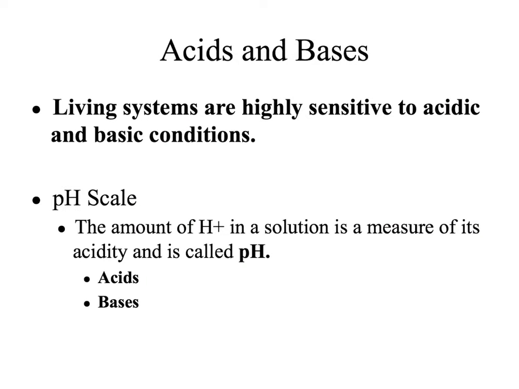Our next topic are acids and bases. Living systems are highly sensitive to acidic and basic conditions. A small change in the pH of a substance can result in death of the organism. When we look at the pH scale, we're measuring the amount of H+ protons in a solution. pH is actually a log scale, so things are going to be inverse. The more hydrogen ions we have in a solution, the lower the pH will be.